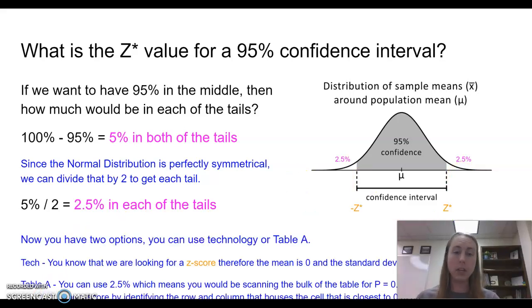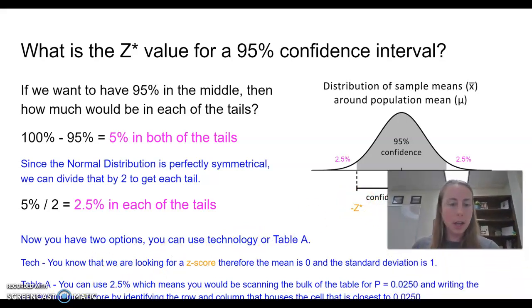Now you have two options. You can either use technology or you can use table A. We're looking for the z-score. So I've labeled here in orange, negative z-star value will be at this dashed line, and the positive z-star value will be at this dashed line. And they'll be exactly the same value, just one of them will be negative and one of them will be positive. Because the normal curve is symmetrical and it's centered, the z-score values are centered at 0 with a standard deviation of 1, those values will be exactly the same, just the opposite sign. So we've got the negative version and the positive version of the same number.